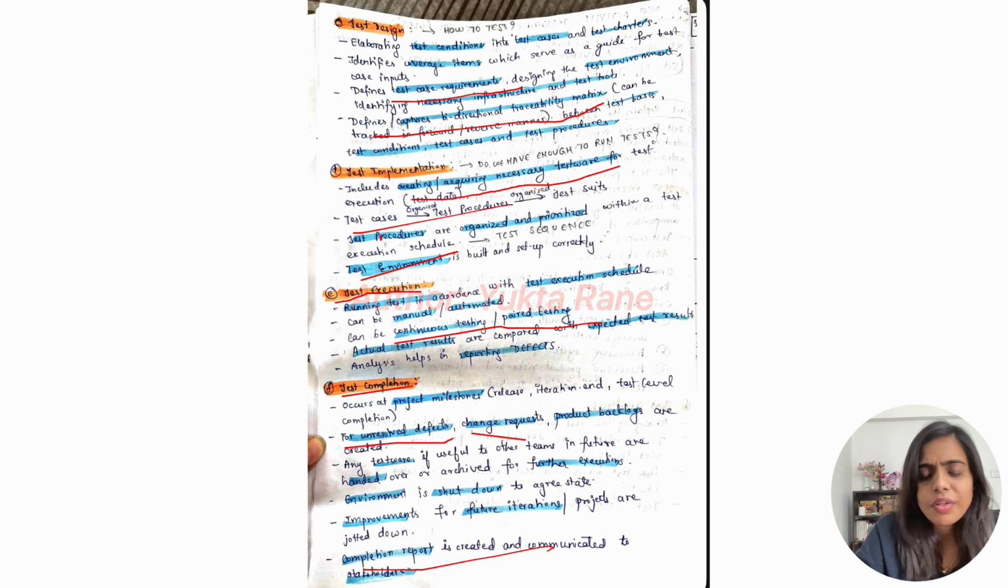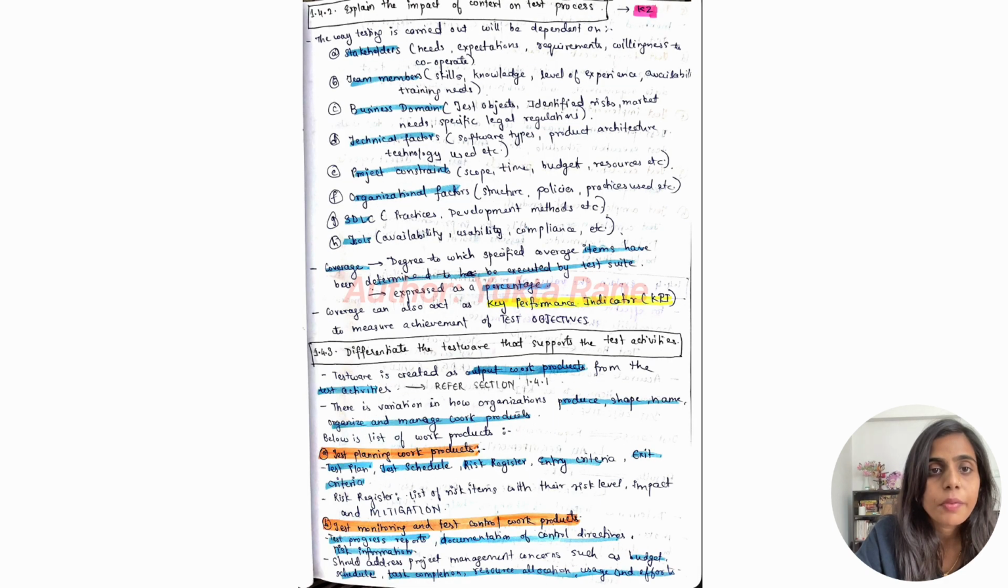In that completion report you will have everything: the actual results versus expected results, what defects you logged, what the outcome of the root cause analysis of the defects was, which defects were fixed, which defects were carried forward, and if they were carried forward, what change requests were created or what the product backlog was. Everything will be part of test completion. So this marks the end of the 1.4.1 module, which was test activities and the tasks related to it. Now moving forward to the next slide, we have 1.4.2, explain the impact of context on the test process.